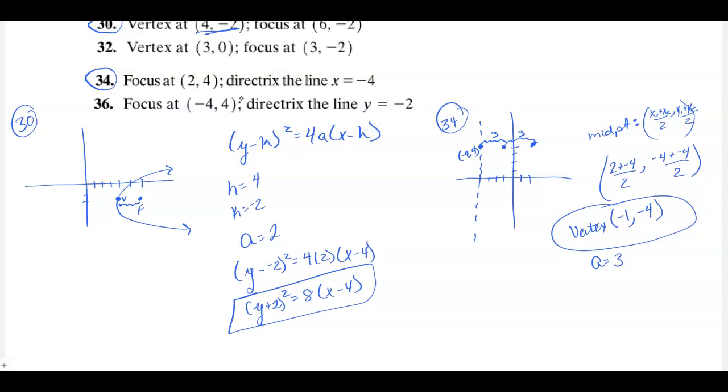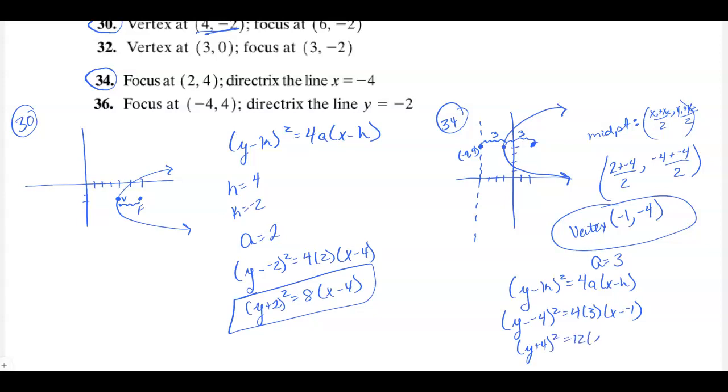We also know which way this is going to open. It's got to open again to the right, because that focus has to live inside of that quadratic. So the format is the same as the last one. Substitute in what we know. And there's our equation.